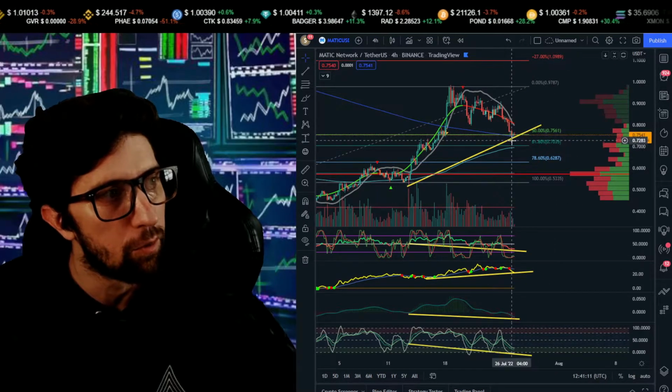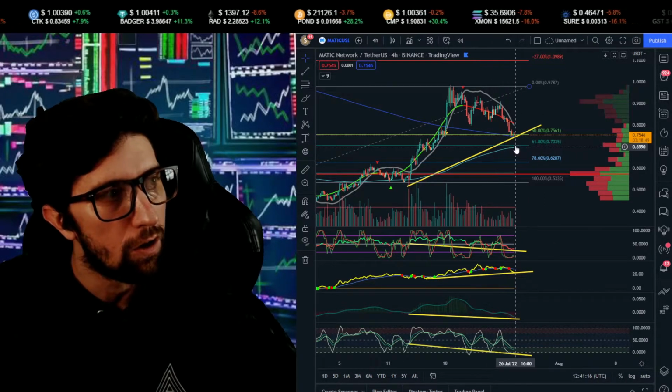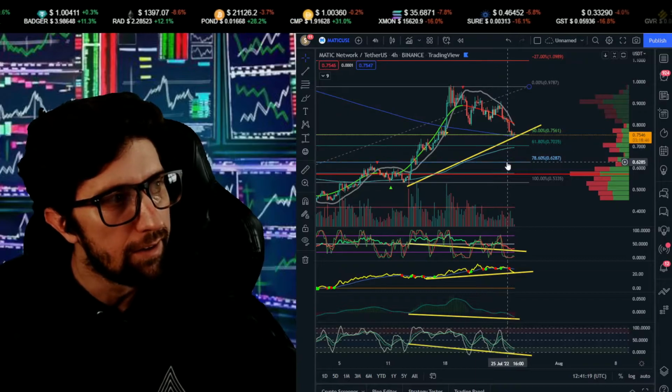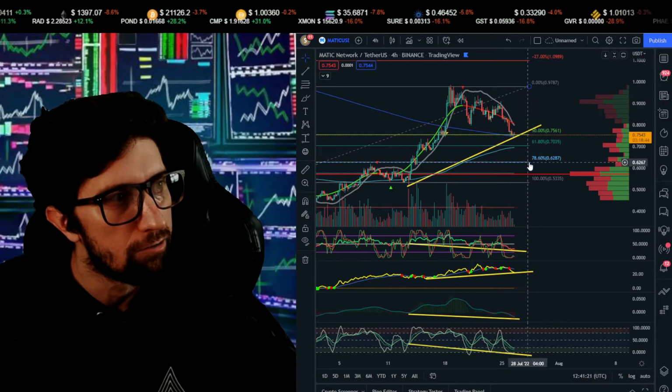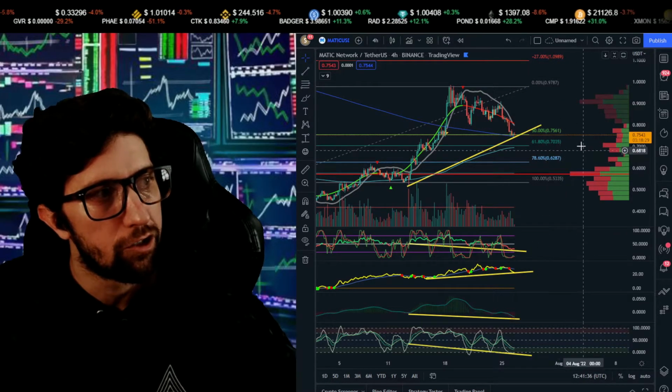And if this happened to fail the support and break down a little bit further, right at the 6180, we're looking at the 200 EMA, which could also be a really nice support hold. And then finally, the last support area I'd be looking for on Polygon is around 62 cents at the 78.60. And these areas are all based directly on the Fibonacci retracement.